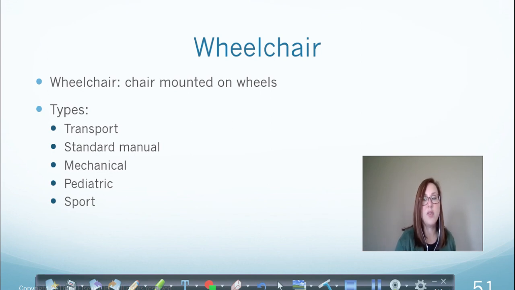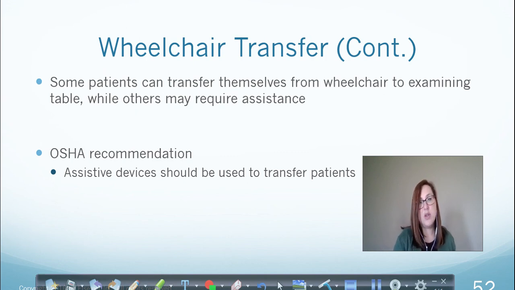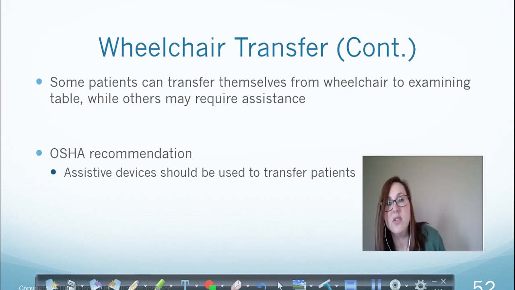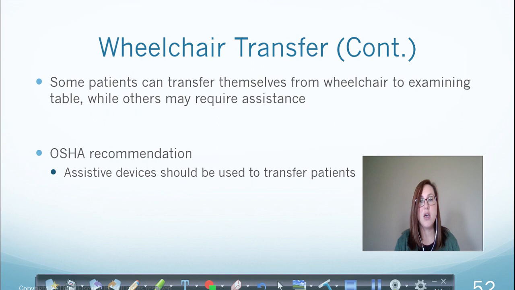So next we're going to talk about wheelchairs. We've all seen a wheelchair before, but there are some different types. There's transport wheelchairs, standard manual, mechanical, pediatric, and sport. Patients who have their own wheelchair might be able to transfer themselves to the exam table or to the chairs. Other people require assistance. It just depends. Maybe you have an elderly patient in the office who's feeling more weak. You might have to help them as opposed to someone who's used to using that on a daily basis.